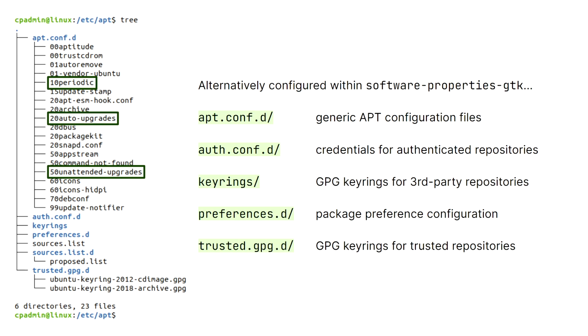Like I said, the first one will be apt.conf.d. This directory contains just generic apt configuration files, some of which are configured by software-properties-gtk. Three files that I would highly emphasize, and that are particularly important in a setting where regular updates and package maintenance are key, which is just about every single company scenario, are 10periodic, 20auto-upgrades, and 50unattended-upgrades.